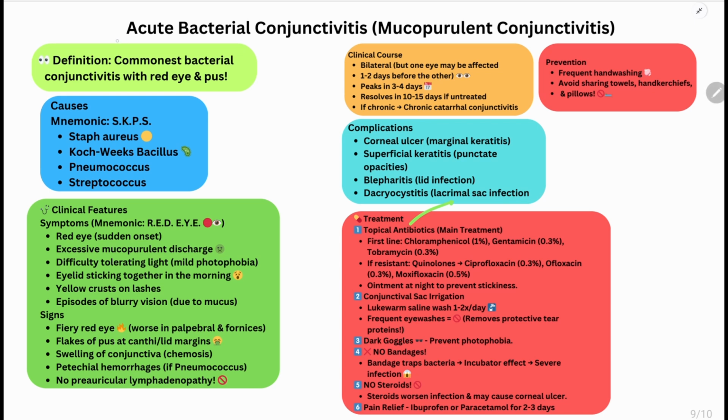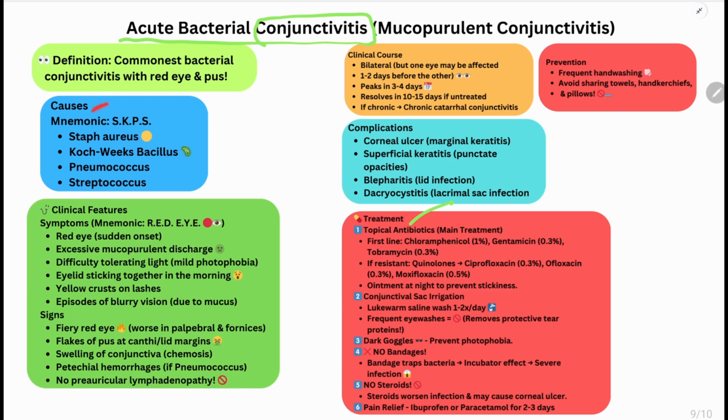Okay, acute bacterial conjunctivitis, which is also called as mucopurulent conjunctivitis. What is the definition here? This bacterial conjunctivitis is very common. So it is the commonest bacterial conjunctivitis with red eye and pus. It is inflammation. So here you will see all the cardinal signs of inflammation like pallor, swelling and loss of function.